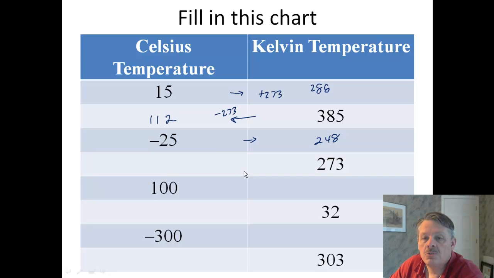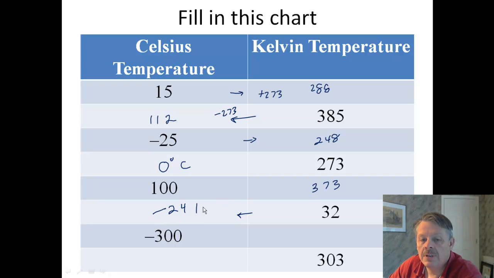I subtract 273 from 273, and this is the very common one. This is 0 degrees Celsius. And 100 degrees Celsius, you're adding 273, so that's 373. Going back to a Celsius temperature, I subtract 273. So from 32, I get negative 241.